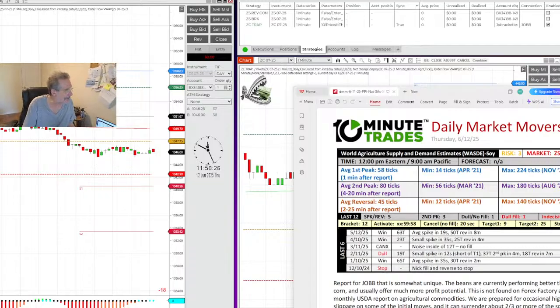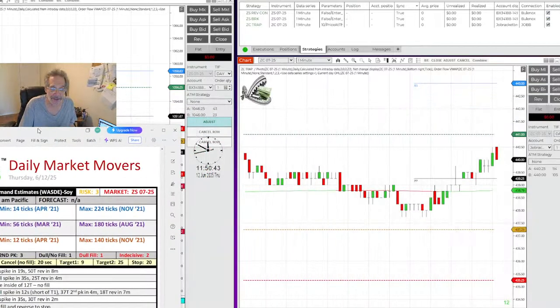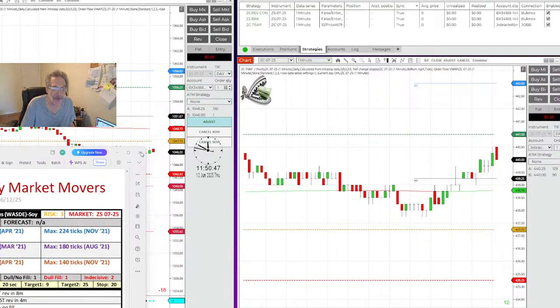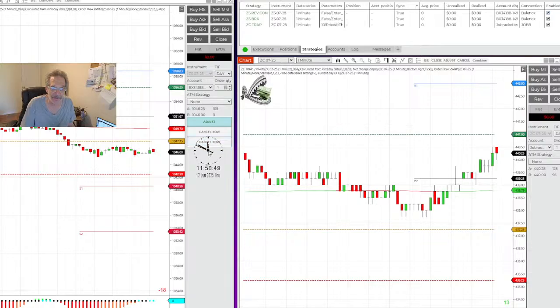Probably don't really need to set up a reverse continuation for corn because we've got a trap trade going. Now, the reason you might still want to do it is because if the trap doesn't fill and there turns out to be a big move in corn, you won't be able to take advantage of it. So I'm going to set it up.